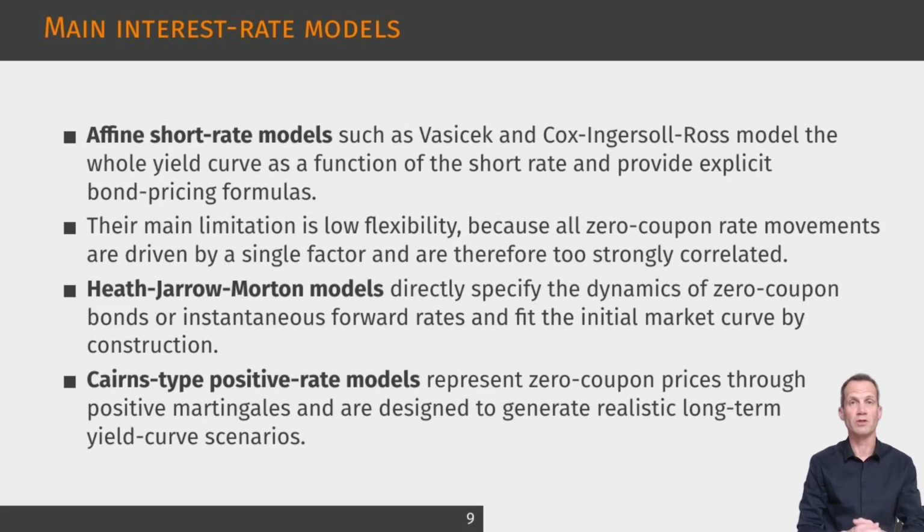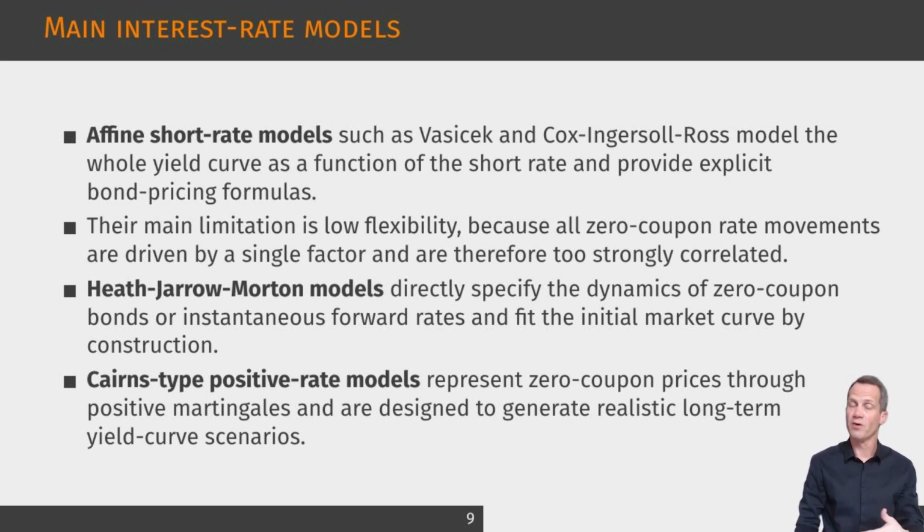Affine short rate models, including Vasicek and Cox-Ingersoll-Ross, model the whole yield curve as a function of the short rate. Their attraction is analytical tractability. Bond prices and some transforms can often be written in explicit or semi-explicit form, which is useful for valuation. Their weakness is limited flexibility. In a one-factor version, all zero coupon rate movements are driven by the same underlying factor, so correlations across maturities are too strong, and the model cannot reproduce all observed curve movements.